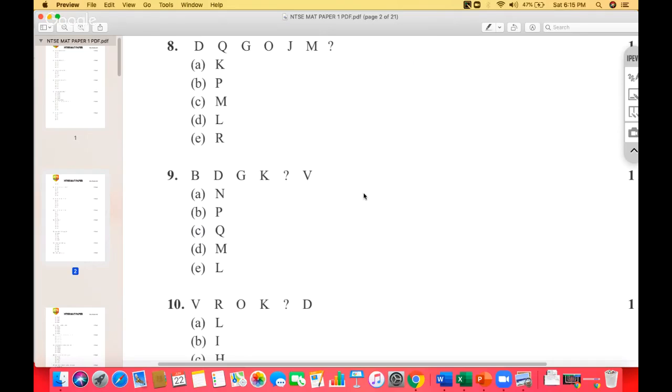Question number 8 and 9, what's the answer? Question number 8, C, many people are saying. 9B, people are saying.